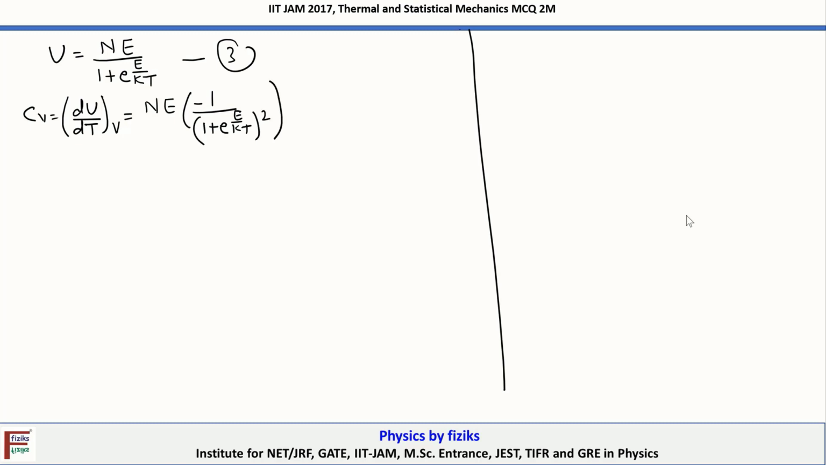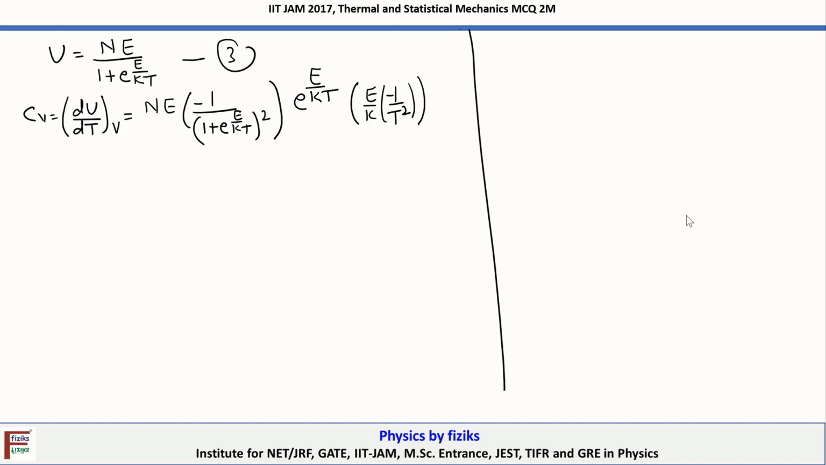Okay, and then further exponential e upon kt, and then again further e by k as it is, and then multiply by minus 1 by t square. Okay, so this is what we obtain after differentiation.